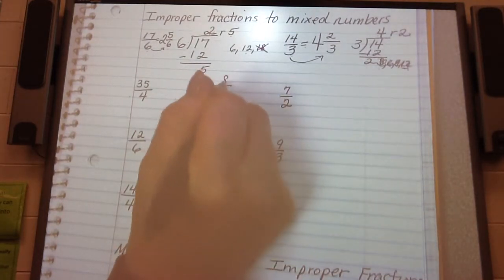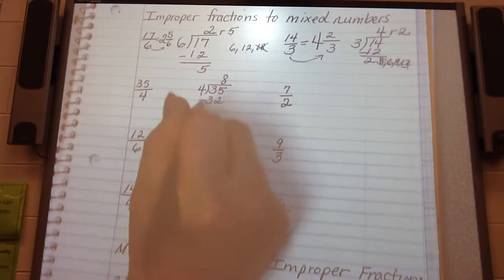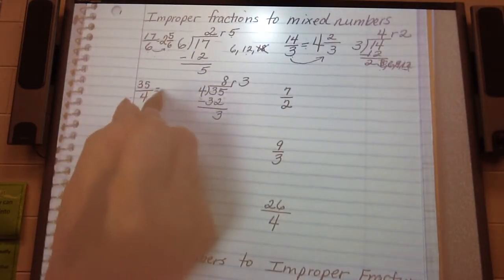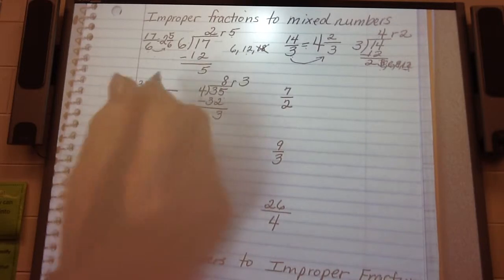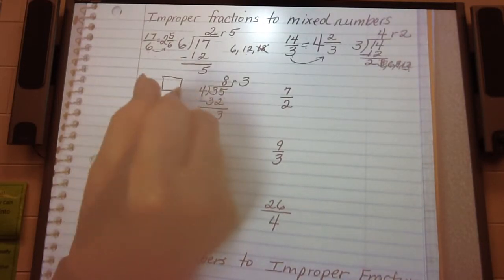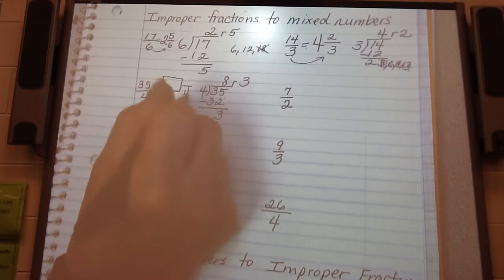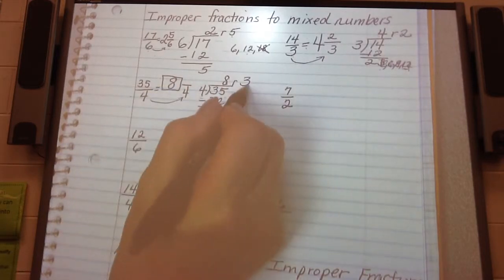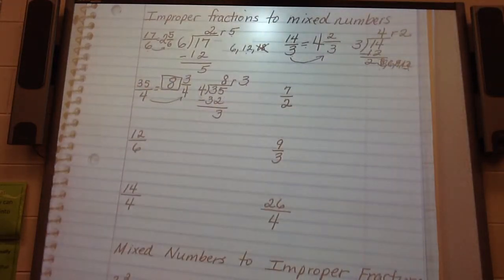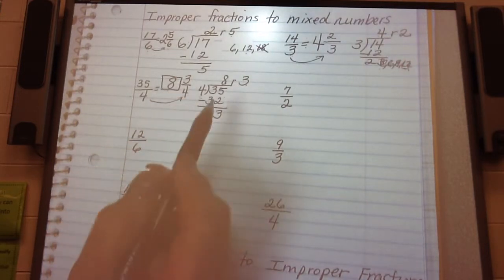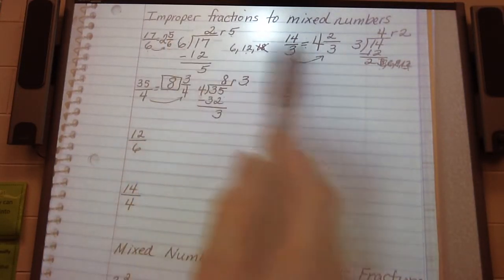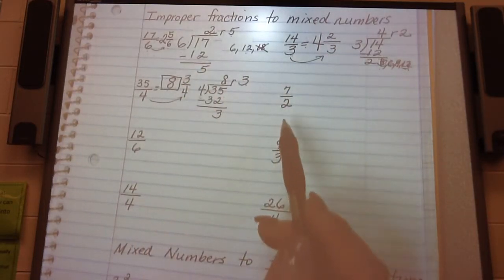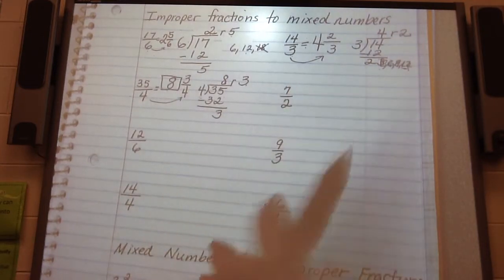And that's certainly going to be the closest I can get without going over. So I'm going to put an 8 up top. 8 times 4 is 32. I'm going to subtract and get 3. Remainder 3. And again, I remember, my denominator stays the same. Oh, I'm sorry, I want to draw a box first. My denominator stays the same for my fraction. My quotient is going to be my whole number, and my remainder is going to be my numerator. And so I get 8 and 3 fourths. Again, just like 2 and 5 sixths, 4 and 2 thirds, 8 and 3 fourths, we have fractional pieces that come out to be in counting order or simplest form already.